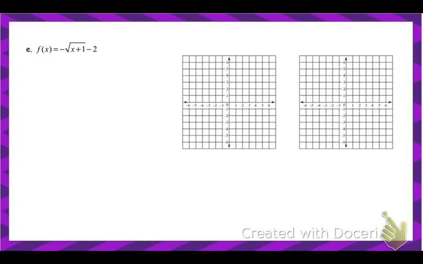All right, square root functions. Now, this is the one where you got to be careful. Okay, it's not hard to do, but there is an extra step that a lot of you guys like to forget about. So let's go ahead and graph it.